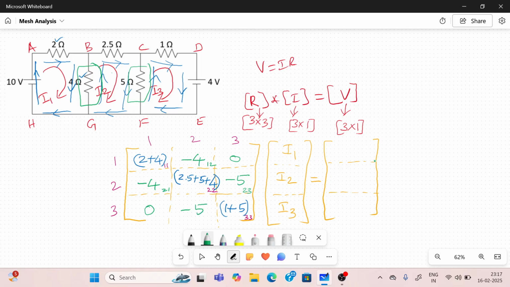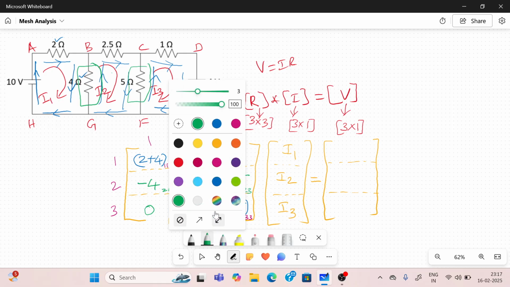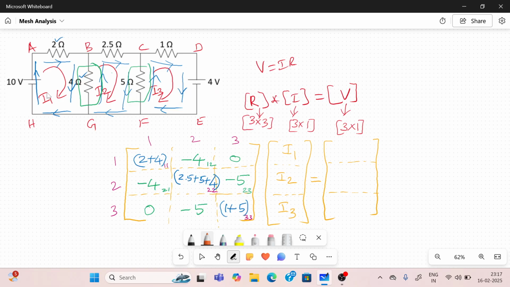So, what about the right hand side voltages? You have to go with the voltages. Check each and every one. Okay, we can see now. For mesh 1, there is 2 ohm, 4 ohm, and only one voltage source. The current is in this direction, going from lower potential to higher potential, which is the rise. If it is a potential rise, put a plus.